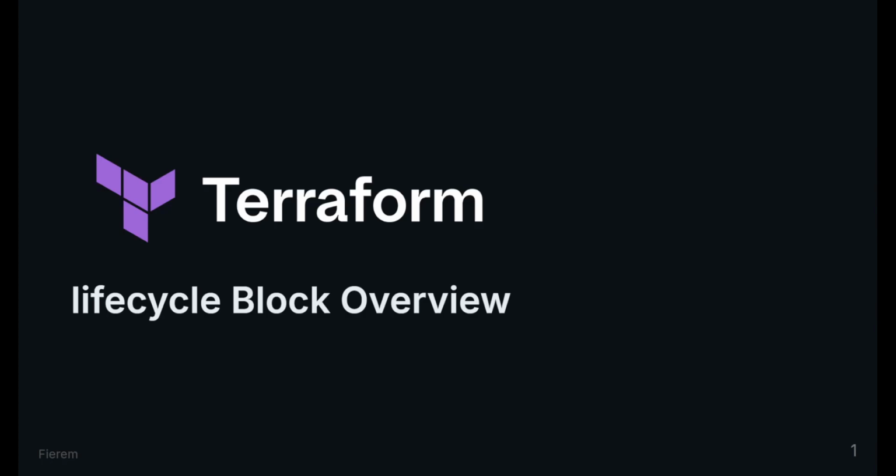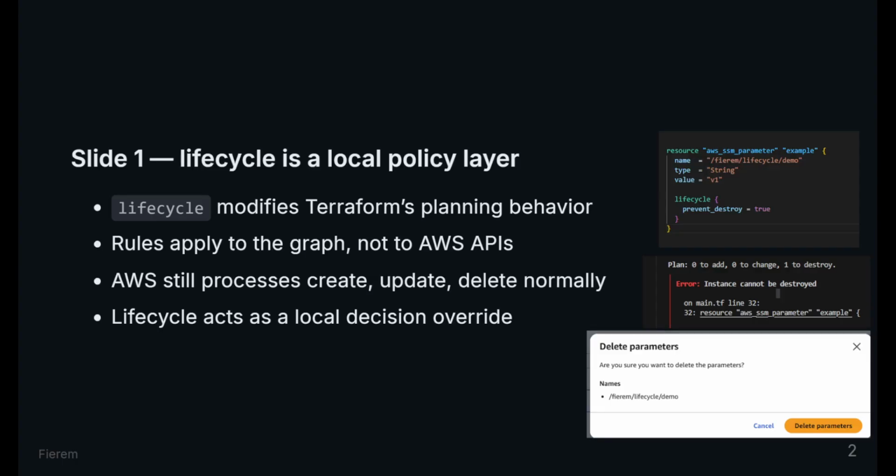Lifecycle block overview. The lifecycle block changes Terraform's decision rules. Those rules apply only to Terraform's graph planning, not to AWS itself. AWS still accepts create, update, and delete calls as normal. This means lifecycle can prevent or reorder actions even when the provider would allow them.